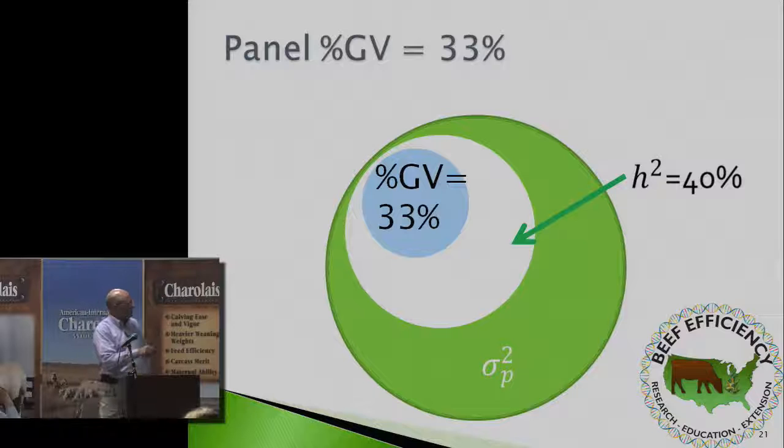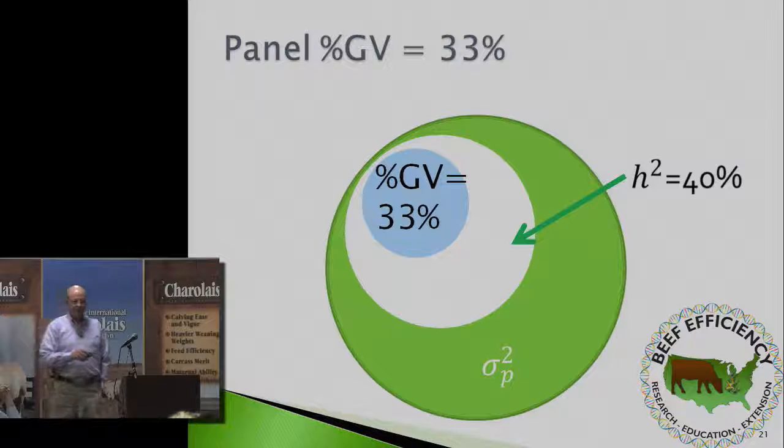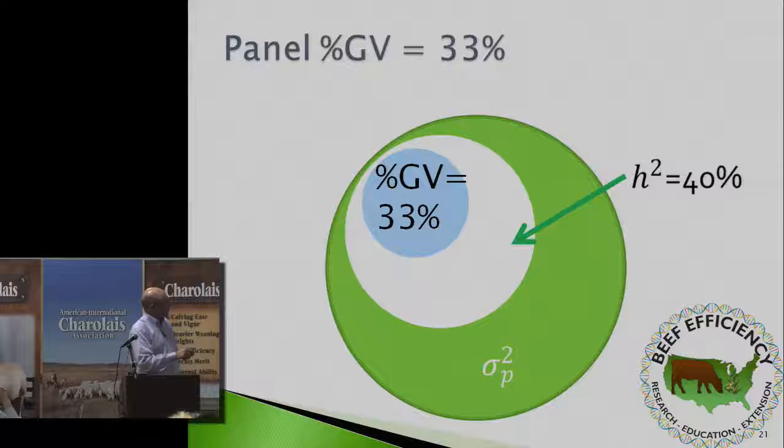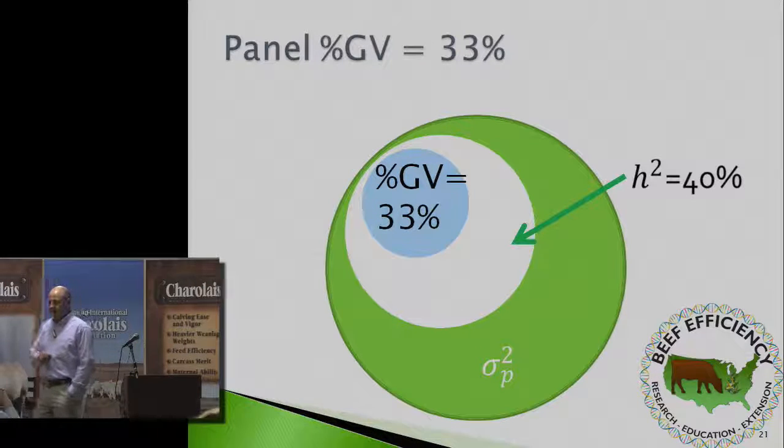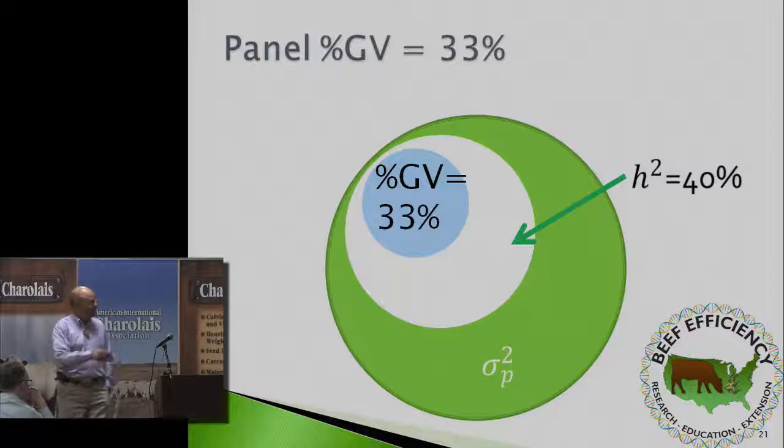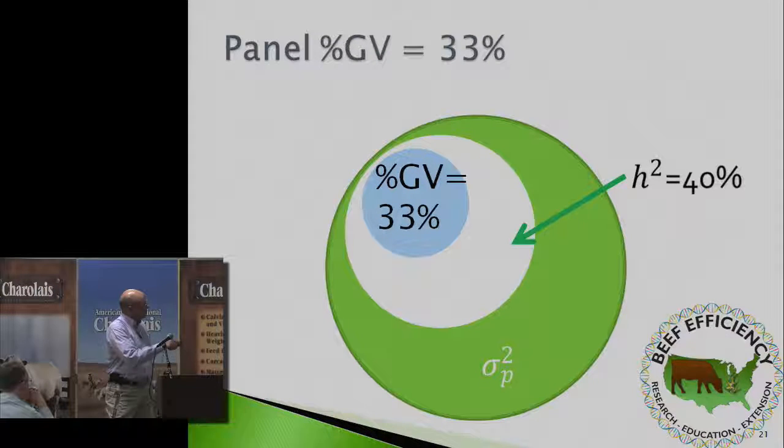Okay, so this trait has a heritability of 0.4 or 40%. So this white circle has 40% of the area. The green represents 60% of the area. Okay, so everybody got that? Okay. There's a DNA marker test that accounts for a third of the genetic variation. Okay, so this blue represents a third of the white space. Okay, everybody good? So what proportion of the genetic value or phenotypic variation is accounted for then by the DNA marker panel? Okay, somewhere around 12.5%. It's the product of the heritability and this percent genetic value. Okay.